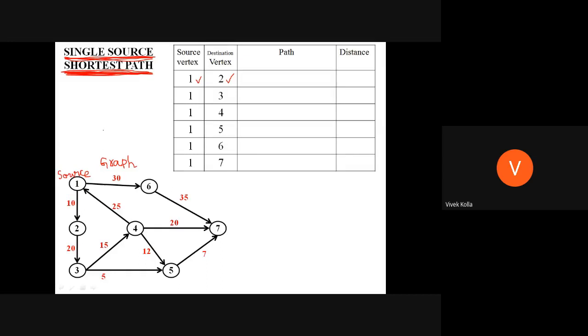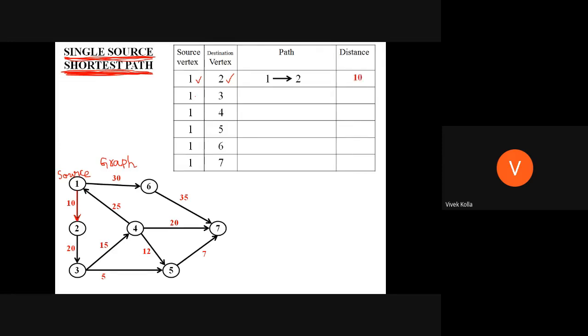So the first thing to remember is, is there any path from 1 to 2? From node 1 to node 2, is there any path? Yes, a path is there. Is it a single path or multiple paths? There is only one path from 1 to 2. So from city 1 to city 2 we have a path, and that path is also a single path. So that is from 1 to 2, single path. So that is the shortest path. So 1 to 2, the distance is 10.